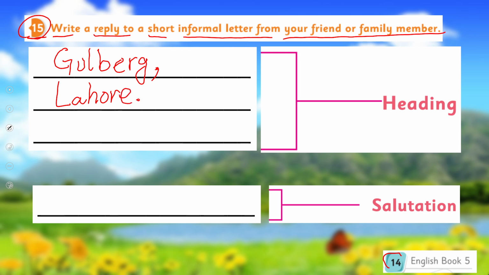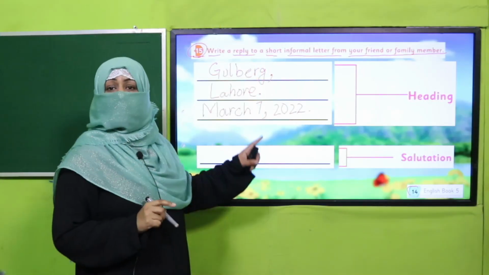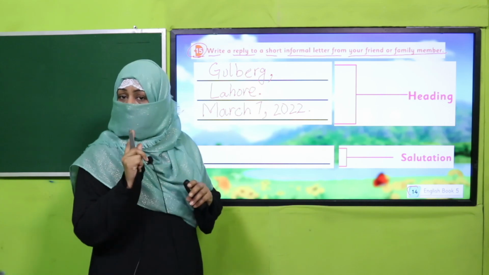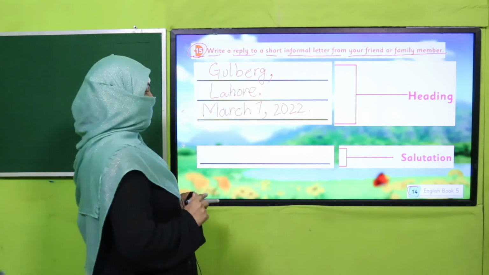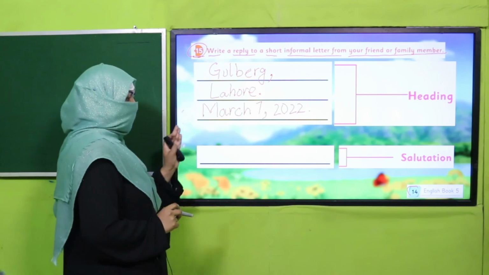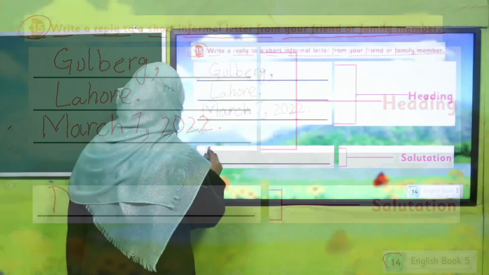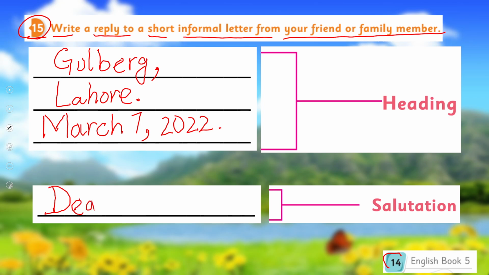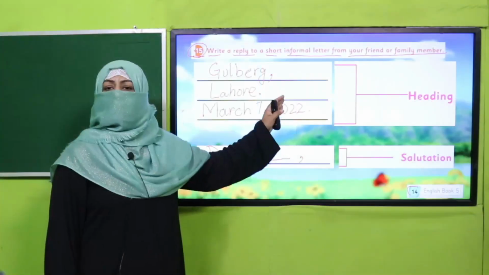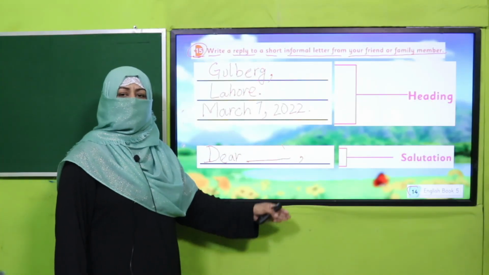Then you will write the date. Maybe it's March 7, comma, 2022, full stop. Okay, so in letters, we have to be careful about commas and full stops. Punctuation matters a lot, and wrong punctuation may deduct your marks. After writing your address and date, you will write the salutation, Dear, and the name of the person you are writing the letter to. Then you will put a comma over here. Okay, so all of you complete this part of the letter, and then we'll practice the rest.